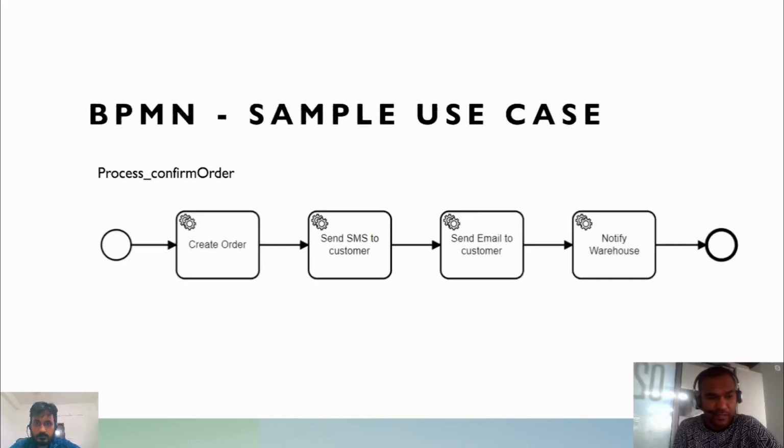The workflow will start. It will do a bunch of steps in series, and then it will terminate. And this process has an identifier, which is here. It is called process underscore confirm order. So this is the identifier for this workflow.